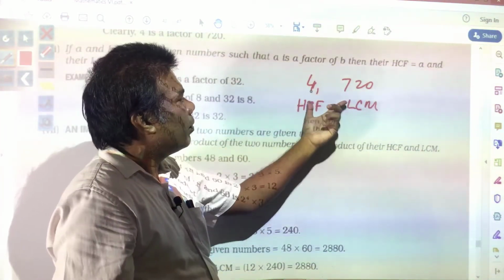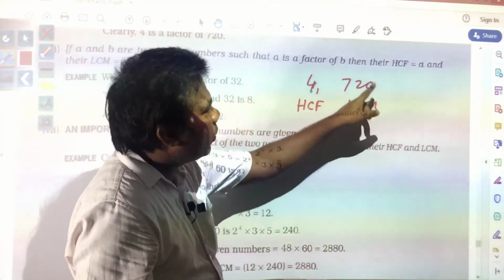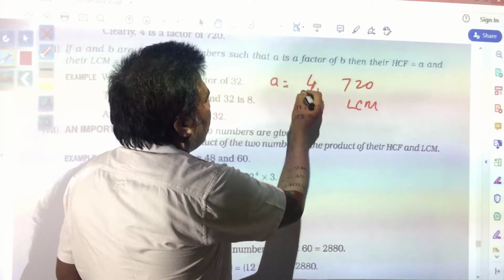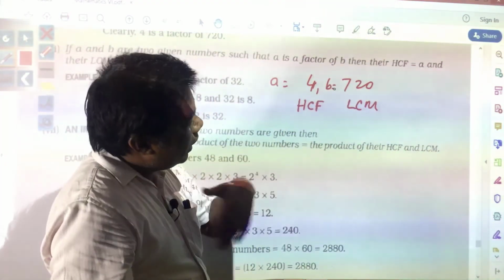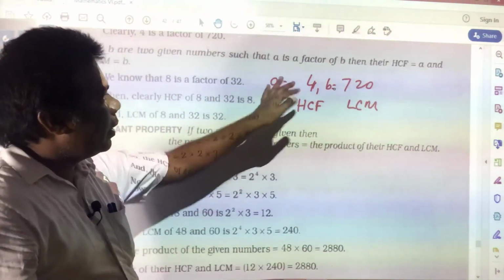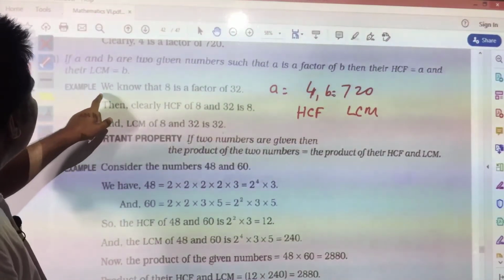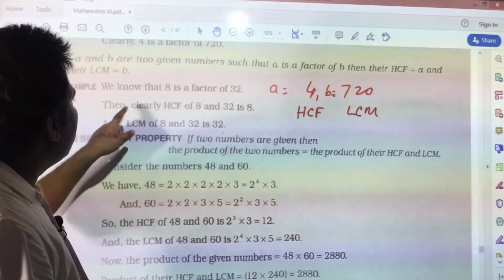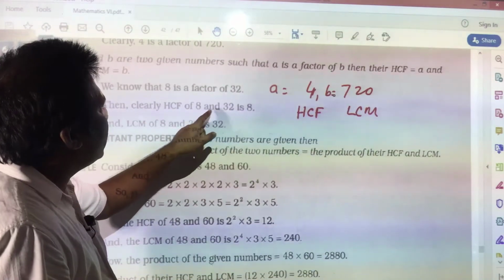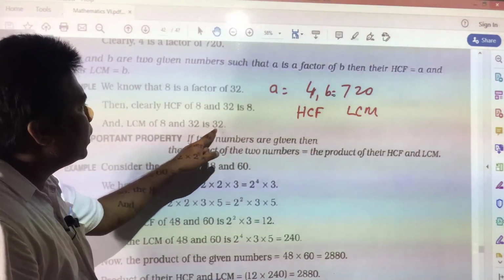You can check it out. You find the HCF and LCM of these two numbers, and you will get HCF equal to A. Suppose A is equal to 4 and B is equal to 720, or put any other number and you will get the same thing. Here an example has been given. We know that 8 is a factor of 32. Then clearly HCF of 8 and 32 is 8 and LCM of 8 and 32 is 32.